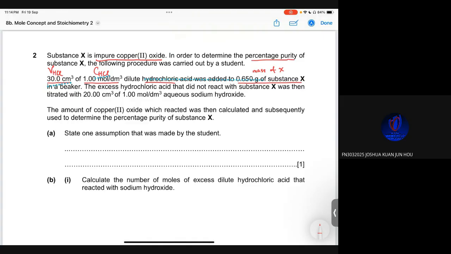So I cannot say 0.650 grams is copper 2 oxide. No. This is copper 2 oxide plus other things. Because it is impure, I cannot use it to calculate the product formed. Because of the other substances, the whole 0.650 grams is not going to be copper 2 oxide, which then whatever I calculate is going to be wrong from there. Okay, am I making sense here? Thumbs up if all okay, understand what I'm saying.